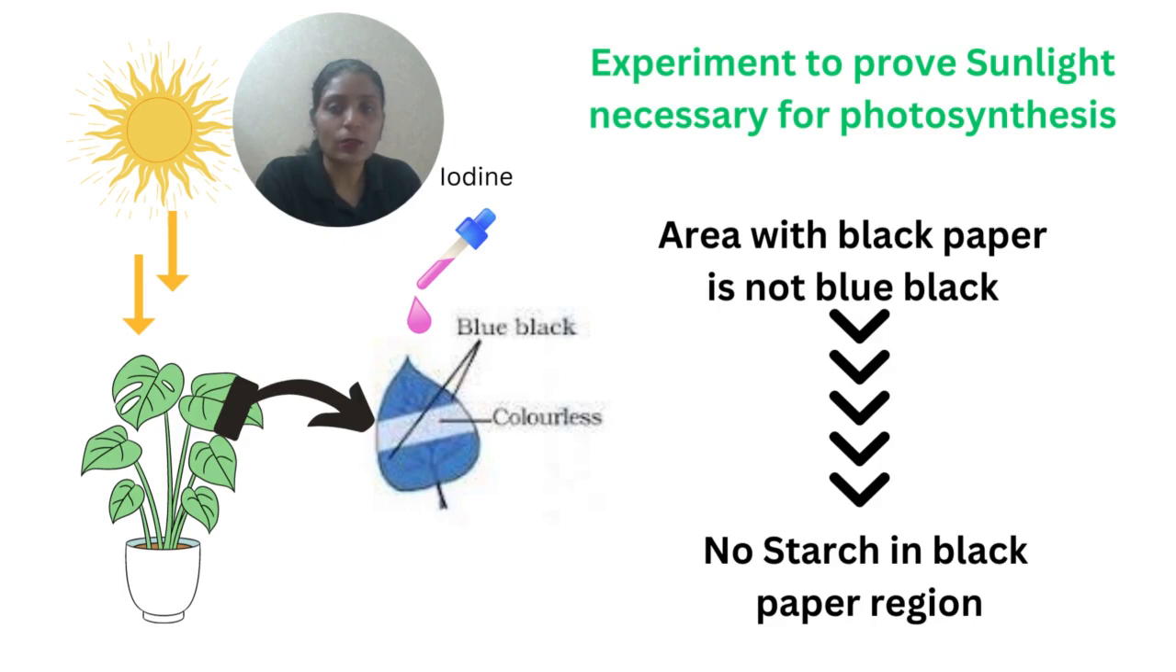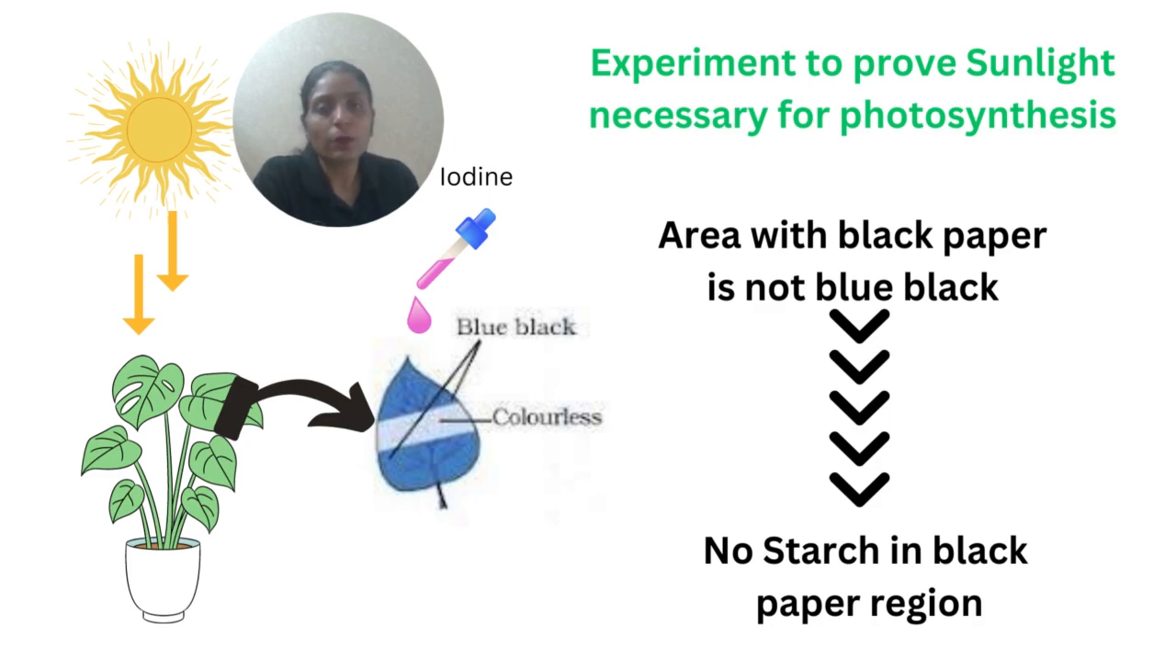One condition to keep: in one of the leaves, we are partially covering some part with black paper, as you can see in the figure. Now, after making the plant do photosynthesis for 2 to 3 hours, we will pluck this leaf, and after that we'll perform the iodine test, which was already discussed in the previous part.